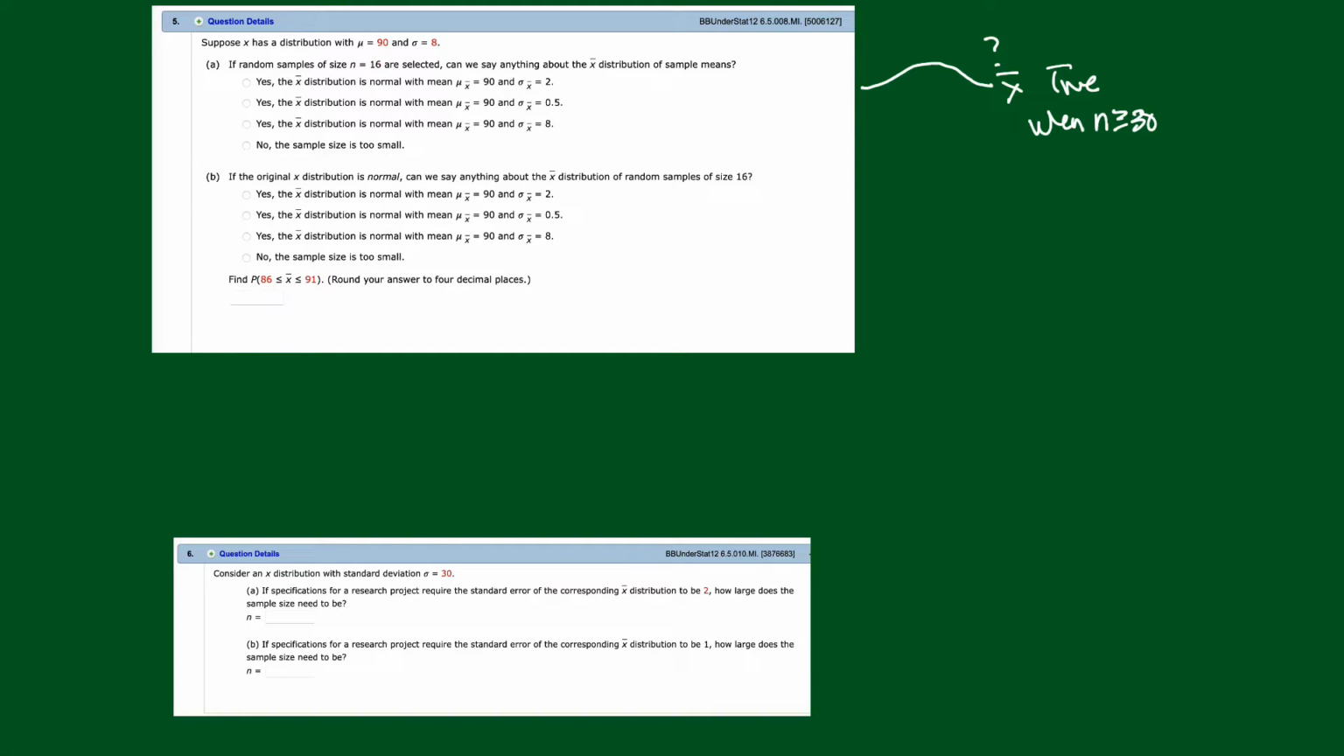Let's see what our choices are. Can we say any? No, right there it is. It's the only no. No, the sample size is too small. So we can't say anything about the distribution of X bar.